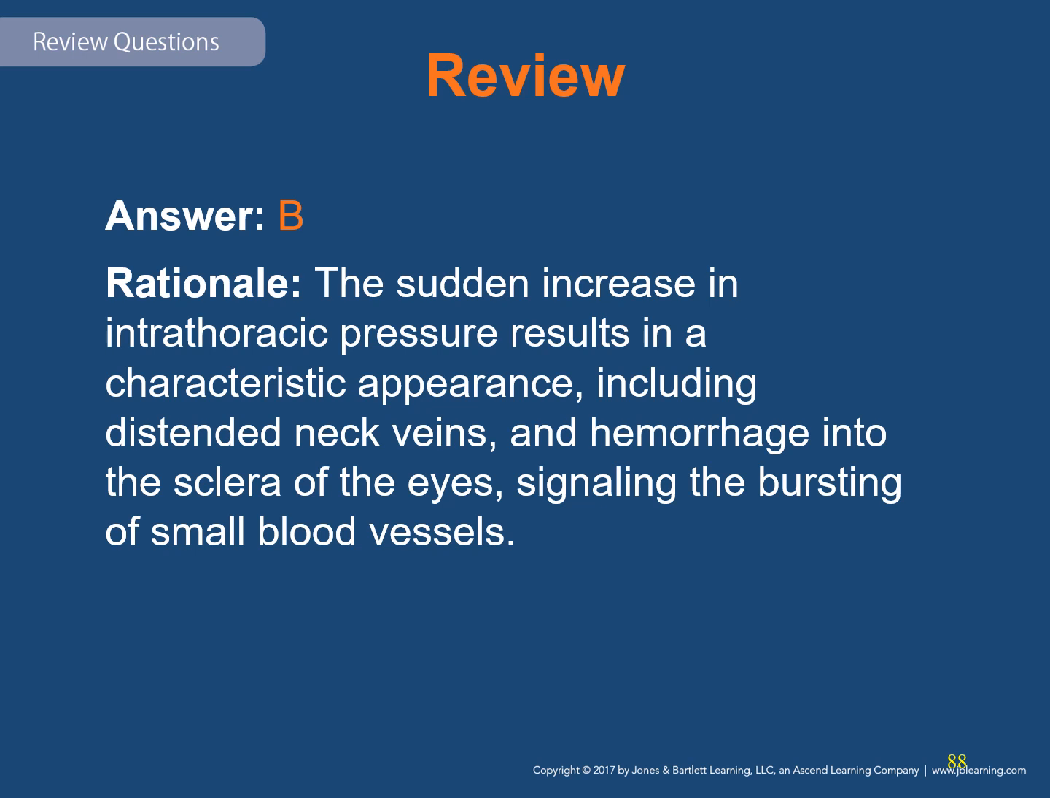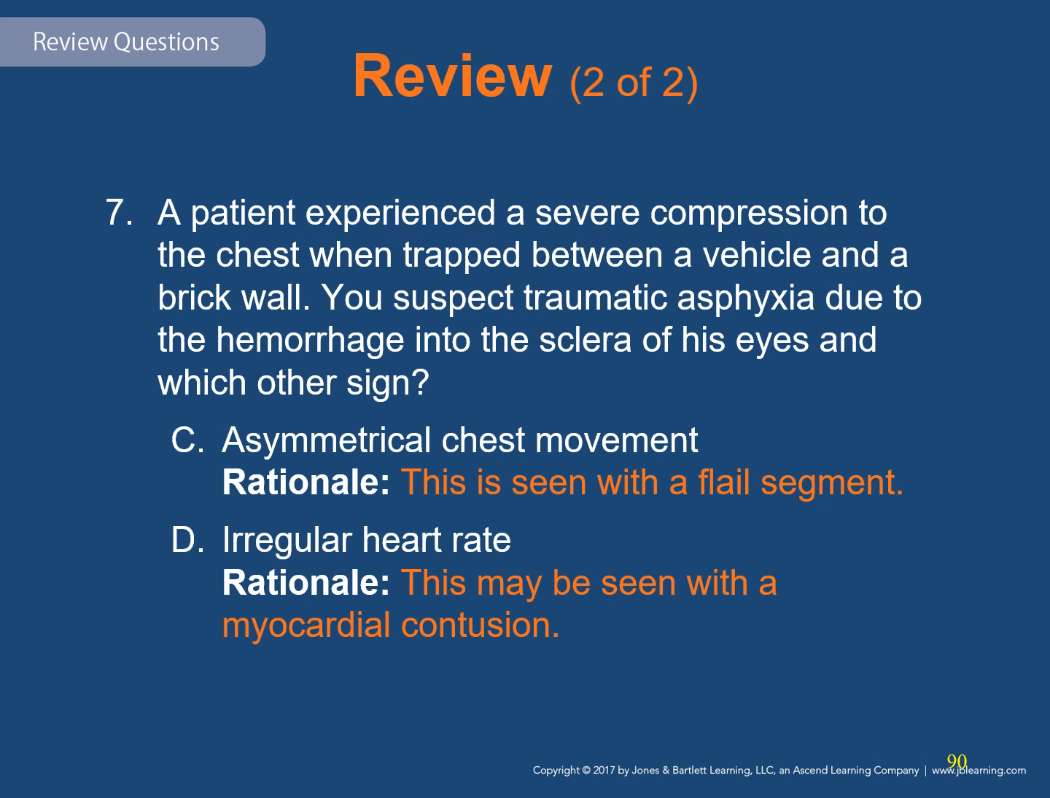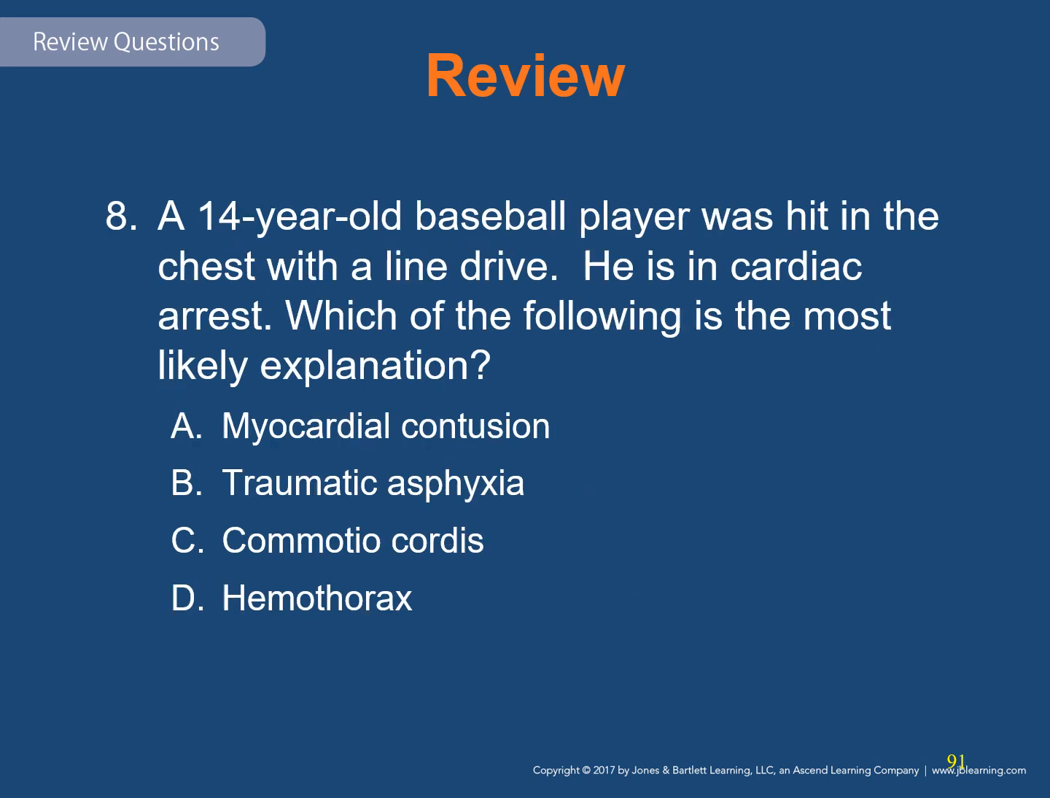The sudden increase in intrathoracic pressure results in a characteristic appearance, including distended neck veins, and a hemorrhage in the sclera of the eyes, signaling the bursting of the small blood vessels. Answer A. The neck veins should be distended. Flat neck veins may indicate a hemothorax. B is the correct answer. C. This is seen with a flail segment. D. This may be seen with a myocardial contusion.